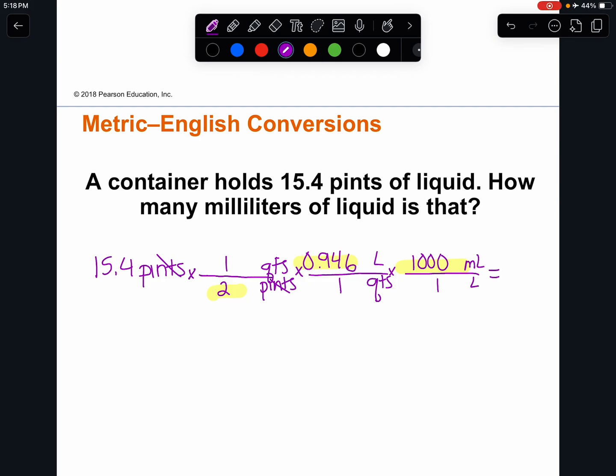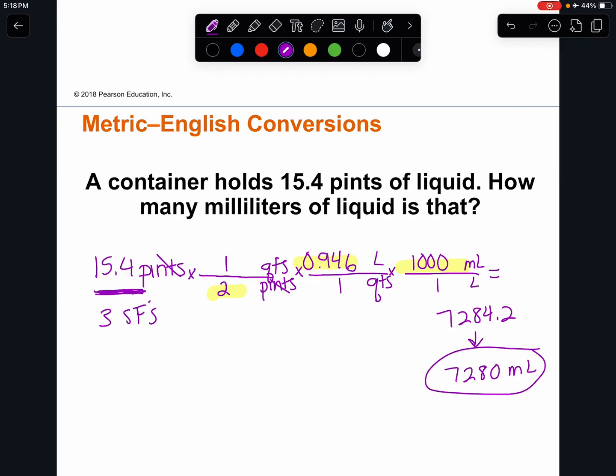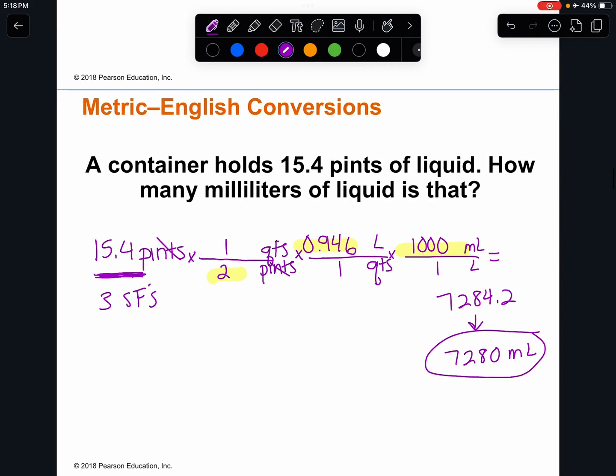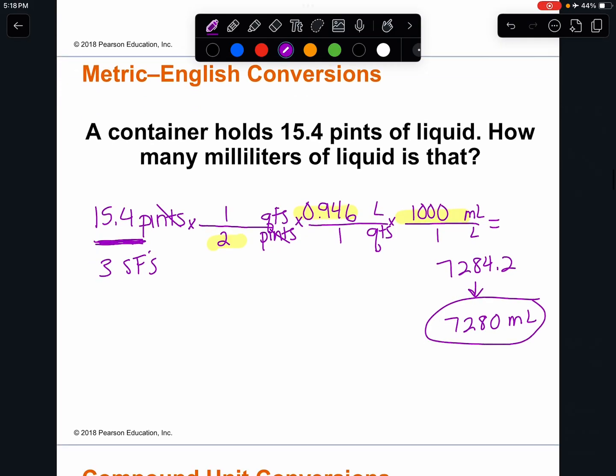So please try these on your own to make sure you're getting the correct answer. When I get this answer, I get 7,284.2. And then I'm going to round. So the provided number has 3 sig figs. So I'm going to go ahead and round this to 3 sig figs and round that to 7,280. And my unit is milliliters here. Okay? So you can always write the original answer and then round to your sig figs.